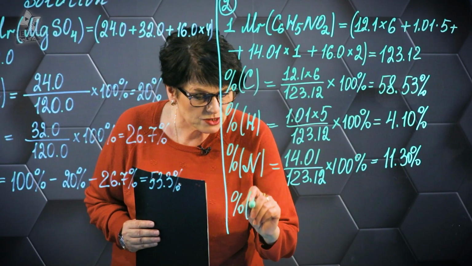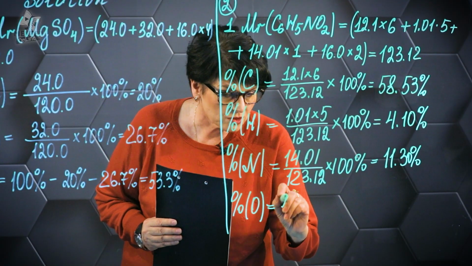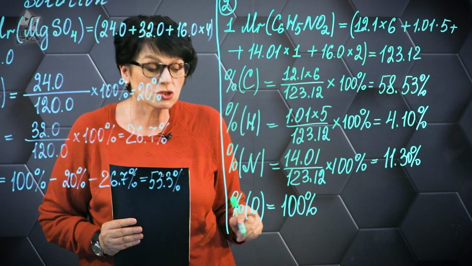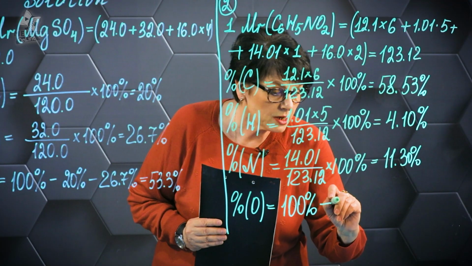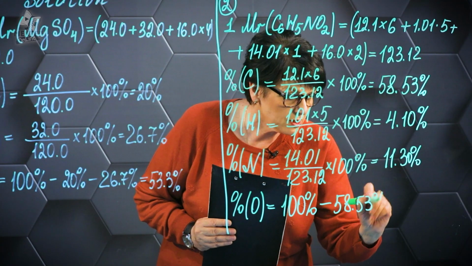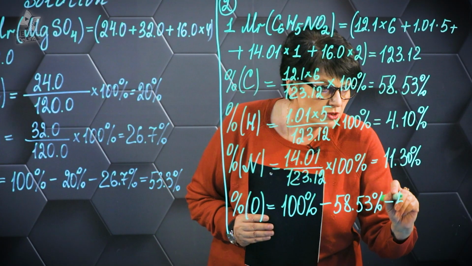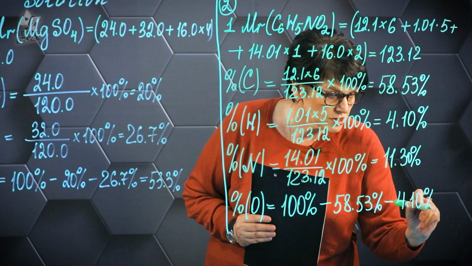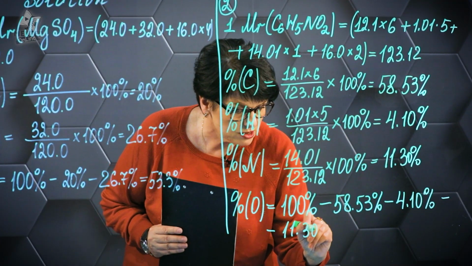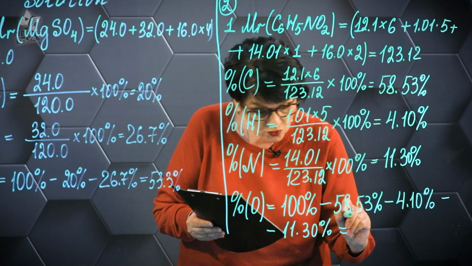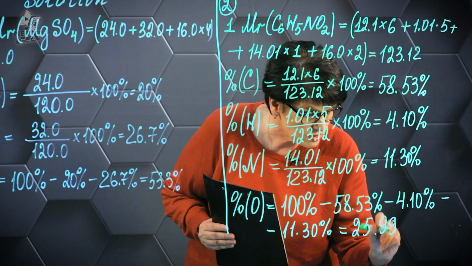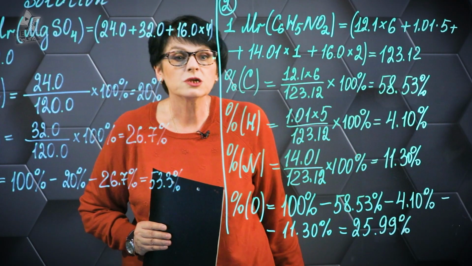And for oxygen, let's find it using a simpler calculation. For this, 100% of our substance and all elements are undoubtedly 100%. We subtract our carbon, which is 58.53%, subtract hydrogen 4.10%, subtract nitrogen 11.38%, and then oxygen accounts for 25.99%. That's it, the calculation is done.